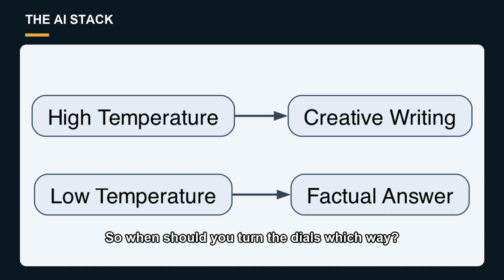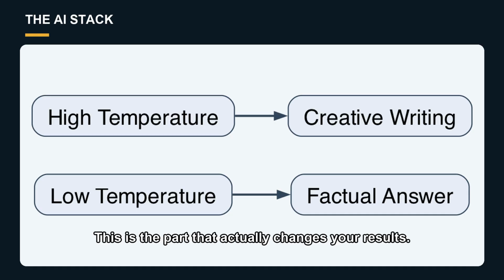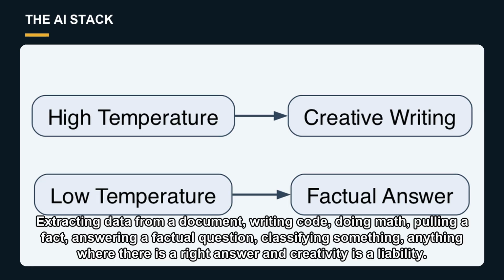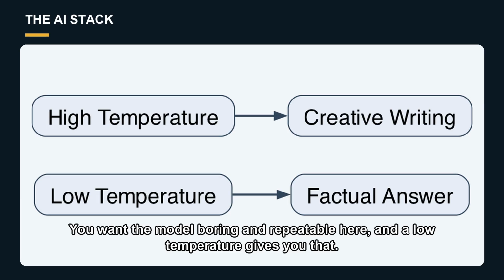So when should you turn the dials which way? This is the part that actually changes your results. When you want one correct answer, turn the temperature down low, near 0. Extracting data from a document, writing code, doing math, pulling a fact, answering a factual question, classifying something. Anything where there is a right answer and creativity is a liability. You want the model boring and repeatable here, and a low temperature gives you that.